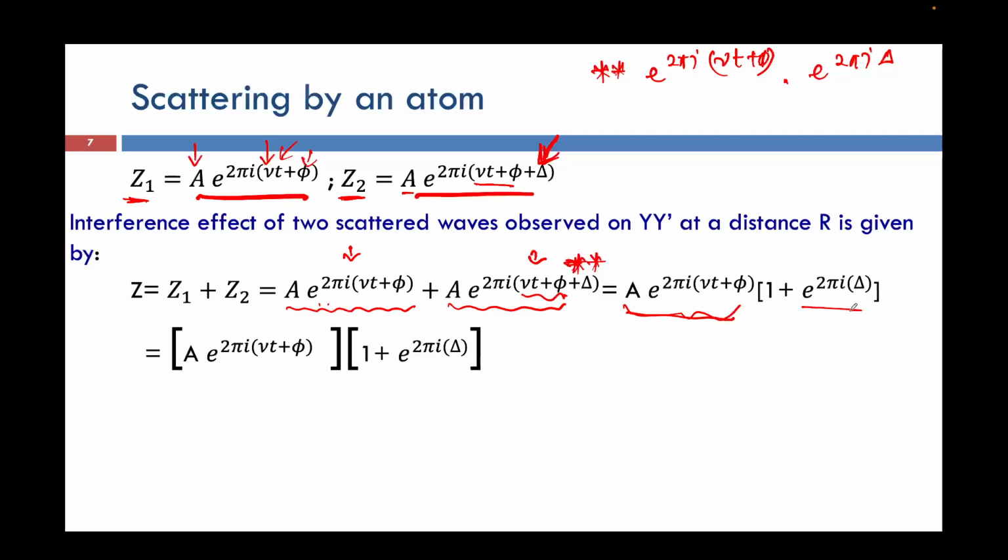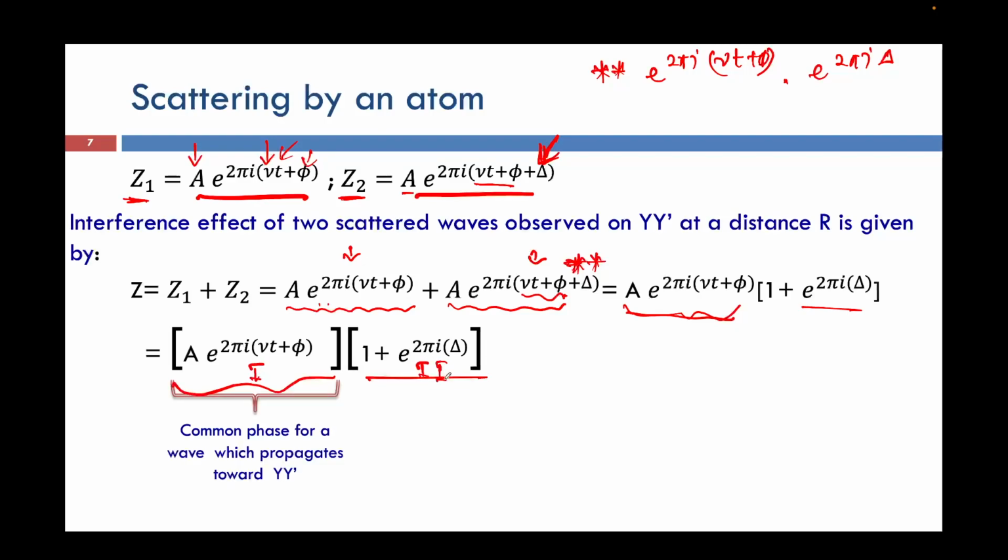And now what is happening, there are two terms which are associated with it. This is one term, this is another term. The first term which I am telling, this term is present in Z1. That means, let's say this is one of my waves and this is another of my waves. This wave has gone a phase shift, or a path difference is associated with the Z2 phase. Okay, so A e to the power 2 pi i (nu t plus phi), this is a common phase which propagates through Y. That means it is present in both Z1 as well as Z2.